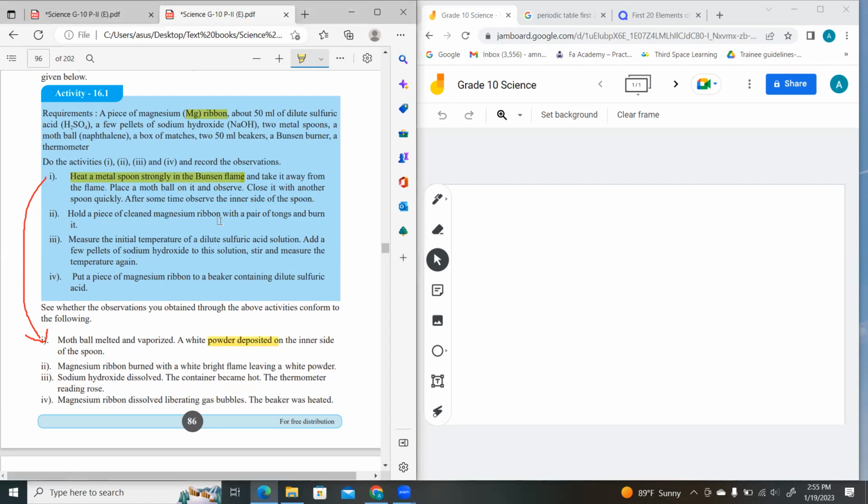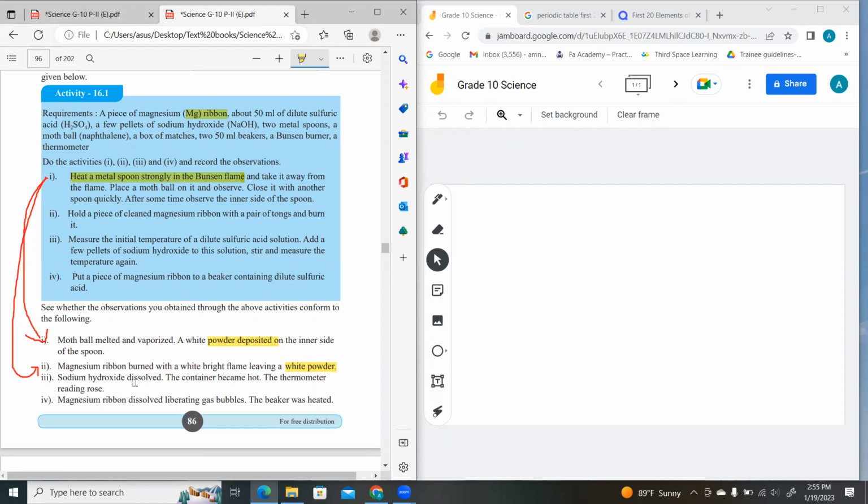Next, hold a piece of clean magnesium ribbon with a pair of tongs and burn it. They're asking to hold it with tongs and burn it. See what is happening. The magnesium ribbon burned with a white bright flame, leaving a white powder. Can you see even there a white powder is formed? That white powder is the oxide, right? So when you burn a metal, usually the metal will form an oxide. So that is what the powder is.